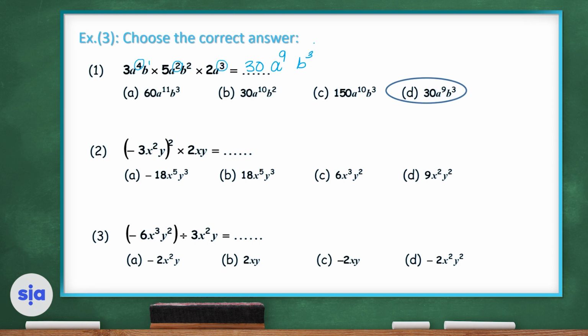Question 2: negative 3x squared y, all squared, times 2xy. Let's first do this part. Negative 3 all squared, this power 2 goes on everything.